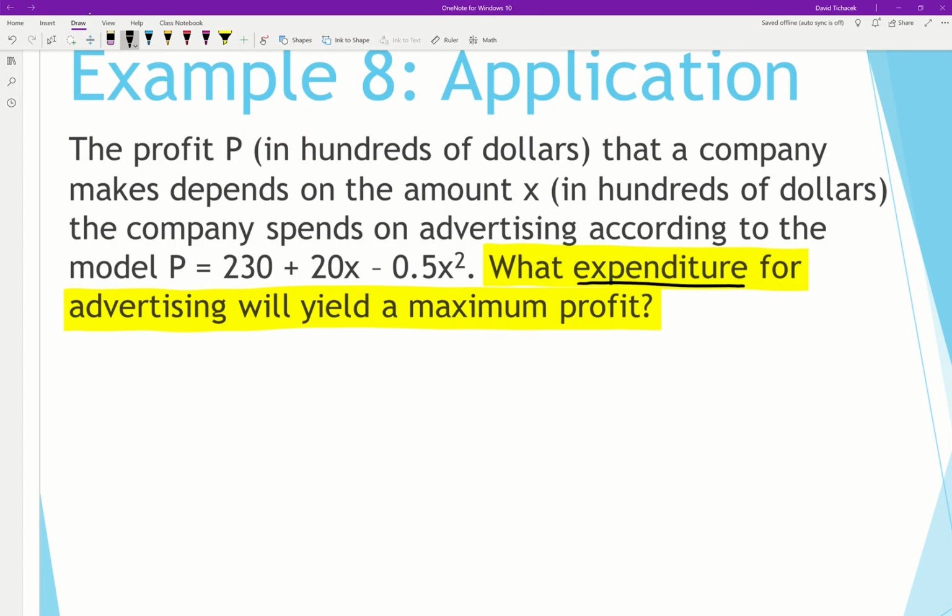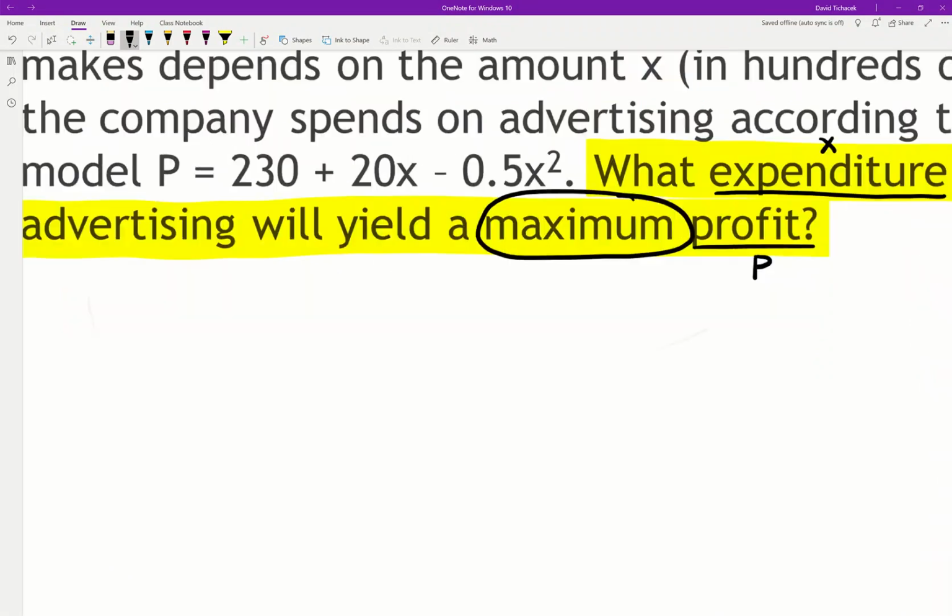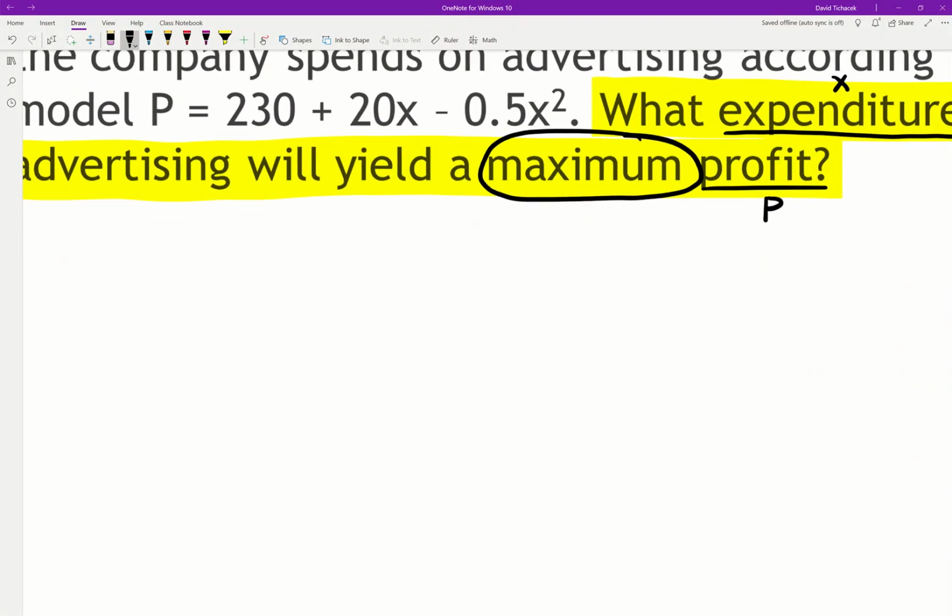So it's asking what expenditure, so basically what is X when we have a profit, which of course is capital P, and then they use this word maximum, okay? Well, let's make some sense out of this. So the model that we were given is not written in the standard general form here. So we might just go ahead and rewrite that as a little bit more of a standard form. So negative 0.5x squared plus 20x plus 230.